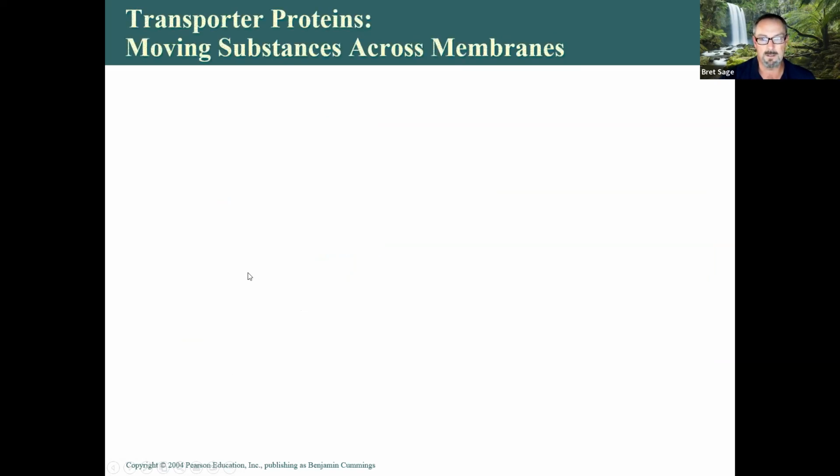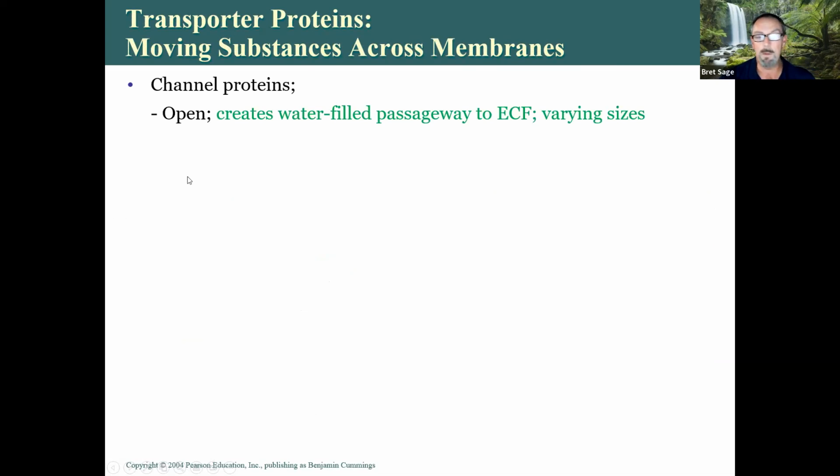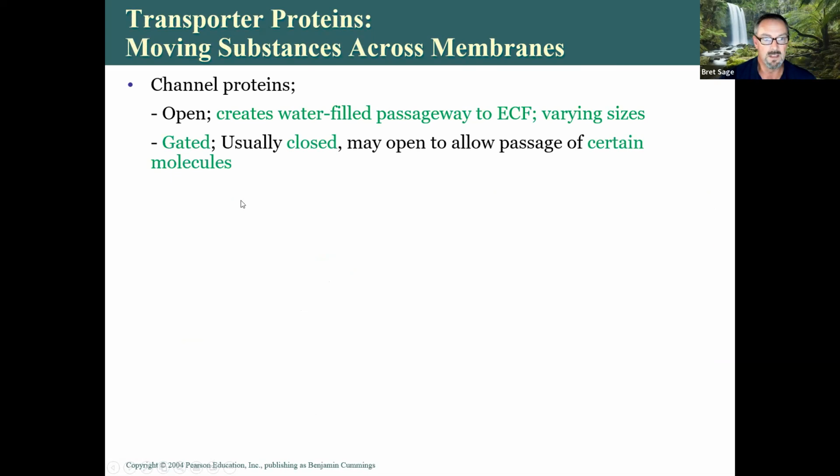Transporter proteins move substances across membranes. A good example of that is a channel protein. I showed you an image of that earlier in the presentation. An open channel protein creates a water-filled passageway to the ECF, the extracellular fluid, and it can vary in size. Larger channel proteins allow larger molecules through, and smaller channel proteins only allow the smallest molecules through. If it's gated, it's still a channel protein, but it can be open or closed. It's usually closed, but can open to allow passage of certain molecules.